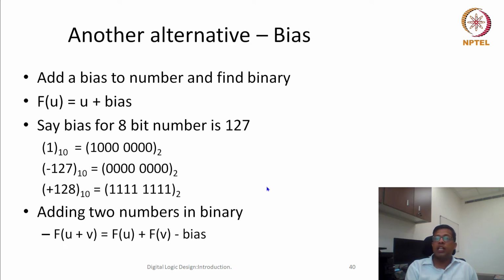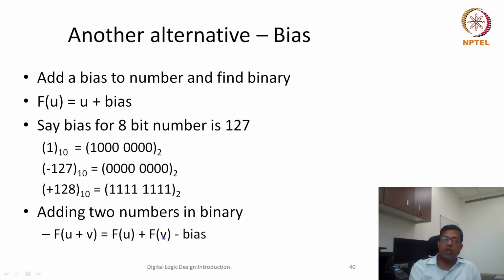The other thing is, for representation's sake it is still okay, but if I need to add or subtract numbers, then I need to take care of the bias, because let's say I am adding two numbers. So f(u) plus f(v), where u and v are two numbers I want to add. This f(u) is a biased number, and this is also a biased number, because bias is added here as well as here.